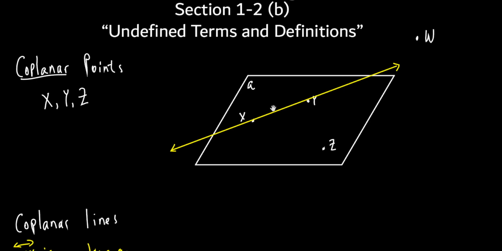So coplanar points are all the points that lie inside the plane. We could say that point W is non-coplanar with points X, Y, and Z. It's in a different plane. Okay? Does that make sense? All right. Or we just say it's not in the same plane. There's a lot of ways you could say it. All right, let's keep going.